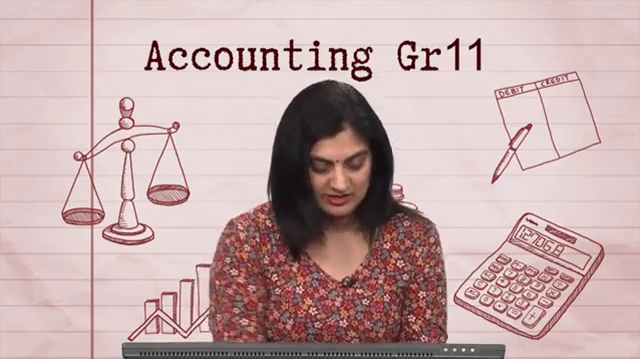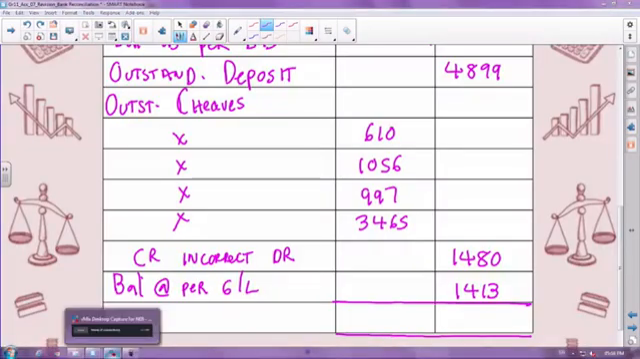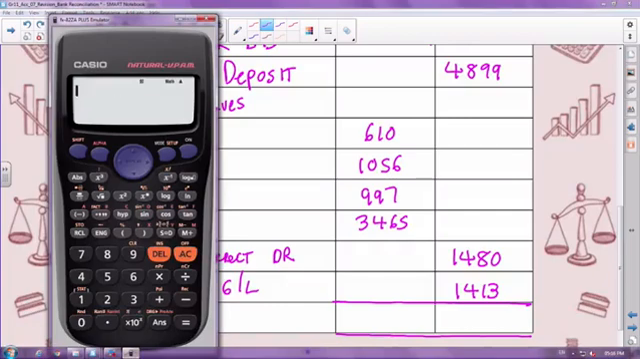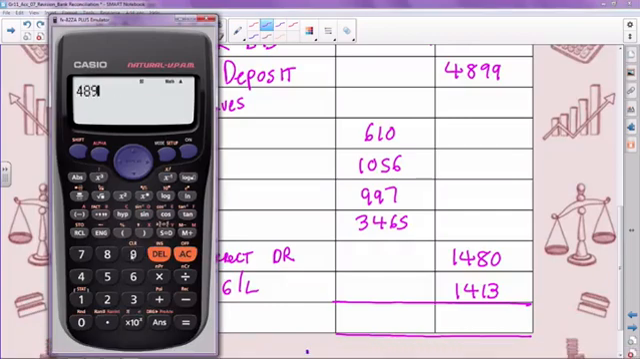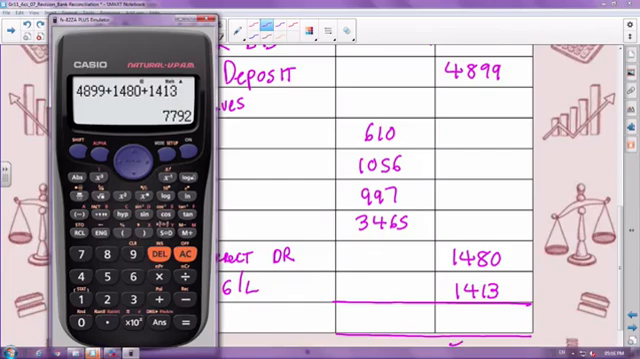Right, so let's look at which side is going to give me the bigger total. It looks like the credit side, but I'm not sure, so I'm going to total both. 4,899 plus 1,480 plus 1,413. So on the credit side, I'm getting a total of 7,792.